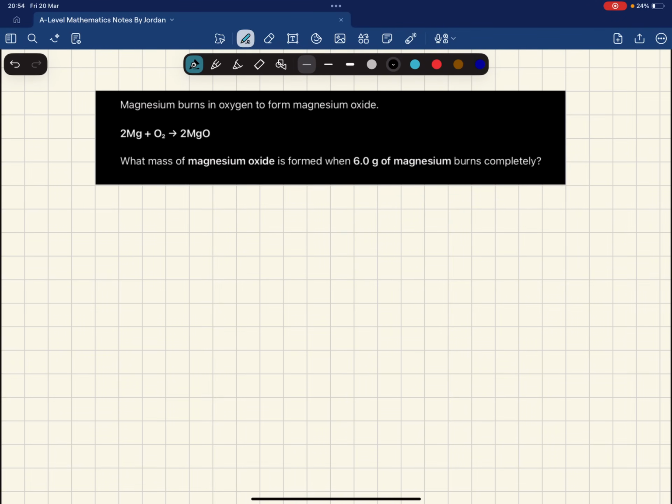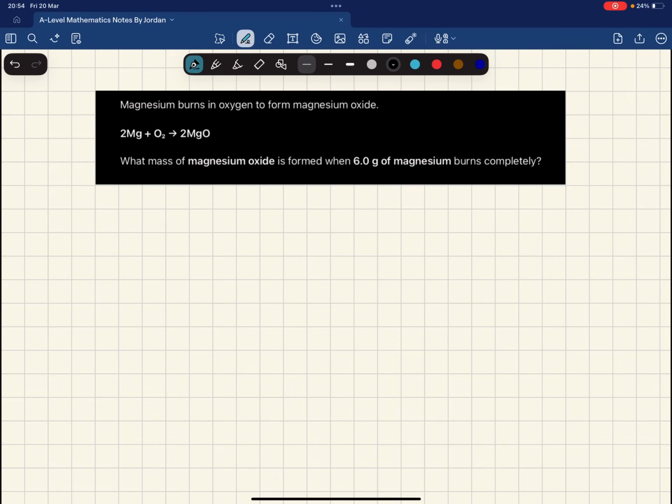Hello, so I'm going to show you how to do reacting mass calculations in chemistry. I've got a couple of questions to show you. I'll probably spend a bit more time explaining the first one and then I'll go a bit quicker in the second one, just to show you what you need to do.